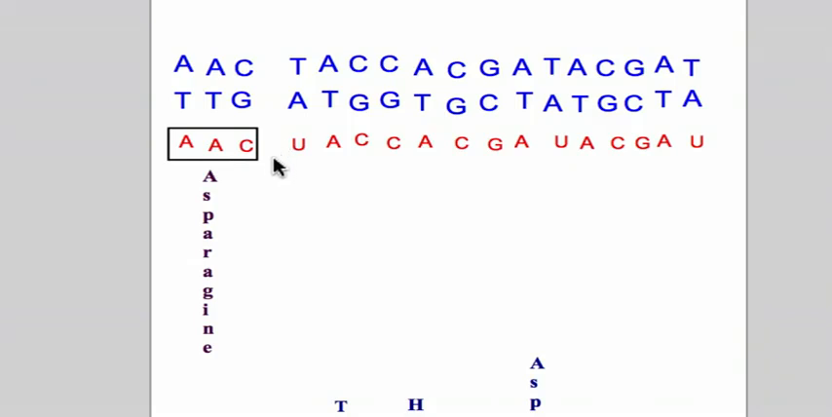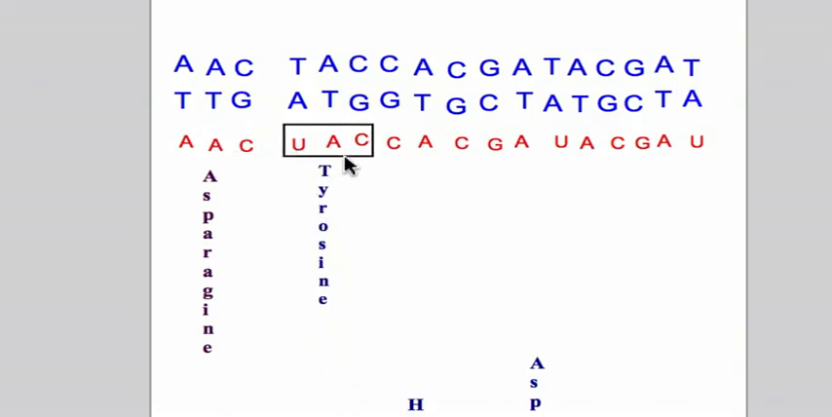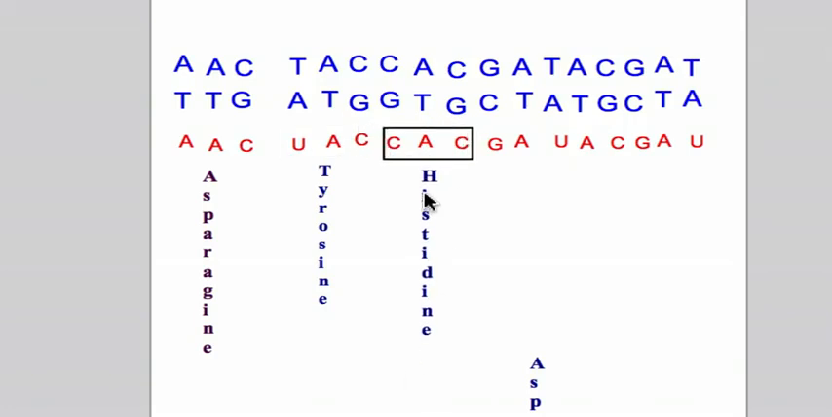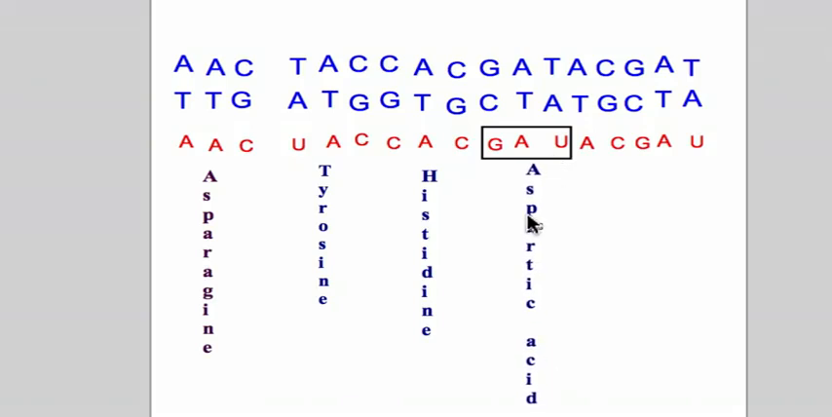We're not reading that frame anymore because that piece of it is gone. So now we have UAC, which codes for tyrosine. We have our CAC, which codes for our histidine. We have our GAU, which codes for our aspartic acid, and our ACG, which now codes for our threonine.